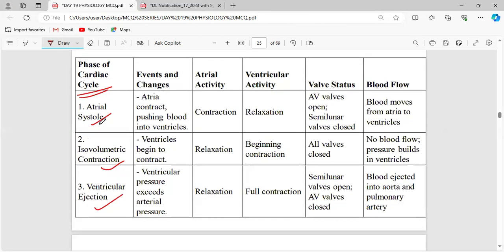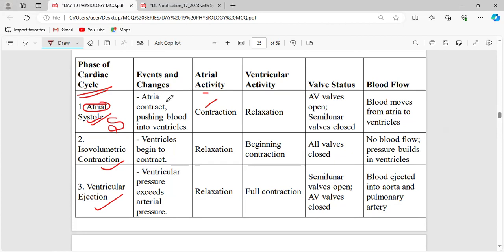Now, in the atrial systole, you should always know that systole is related to contraction. Atrial contraction. Systole means contraction. Now, what is the first phase of the cardiac cycle? That will be the atrial systole. So, what will be the atrial activity then? The atria will contract.